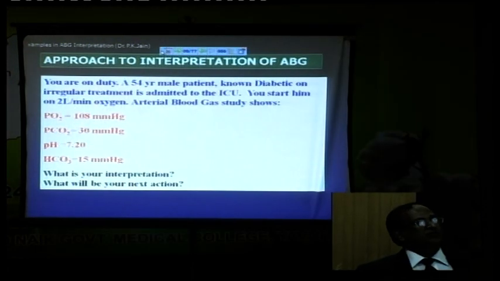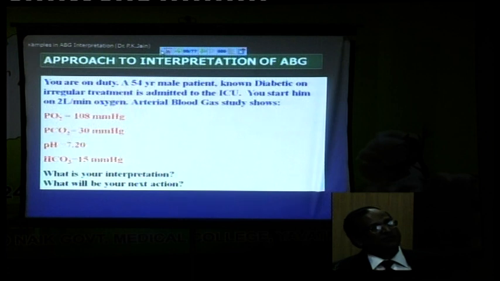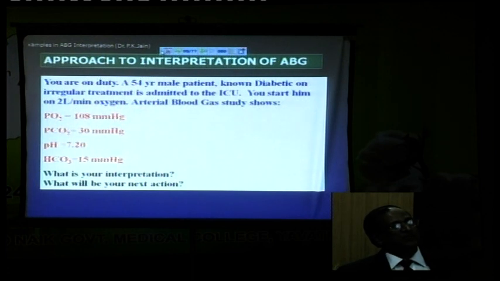You are the doctor on duty. A 54-year-old non-diabetic comes to you on irregular treatment. He is on 2 liters of oxygen, and the blood gas shows you a PO2 of 108, PCO2 of 30, pH 7.2, bicarbonate of 15. What is going wrong?